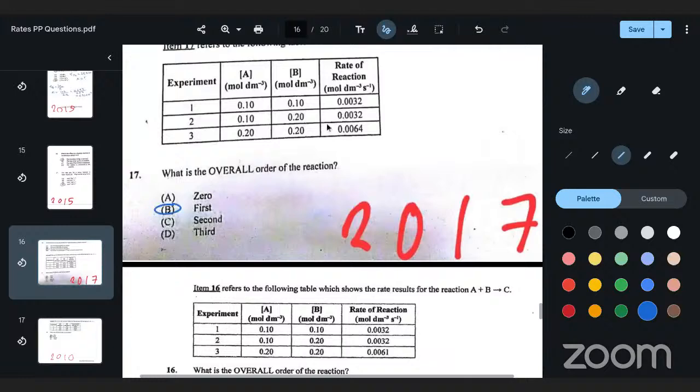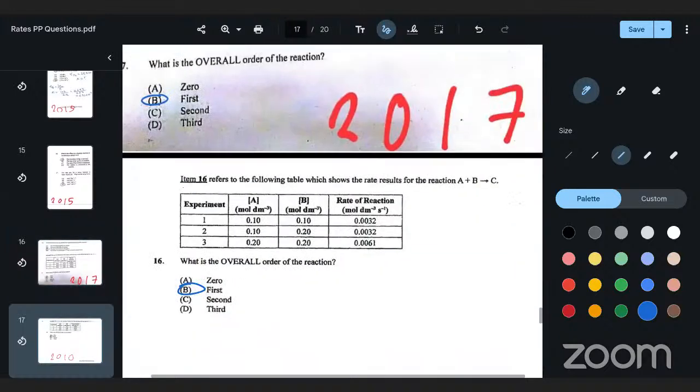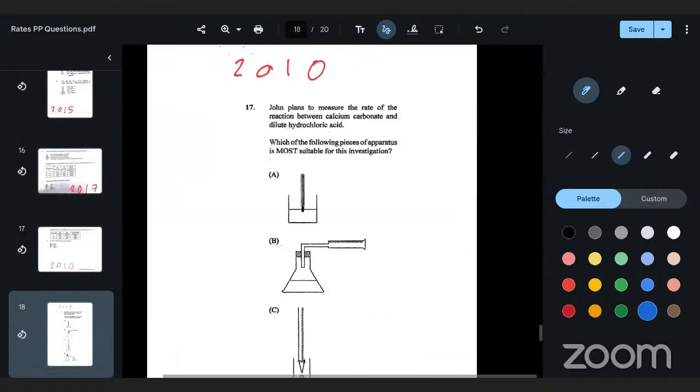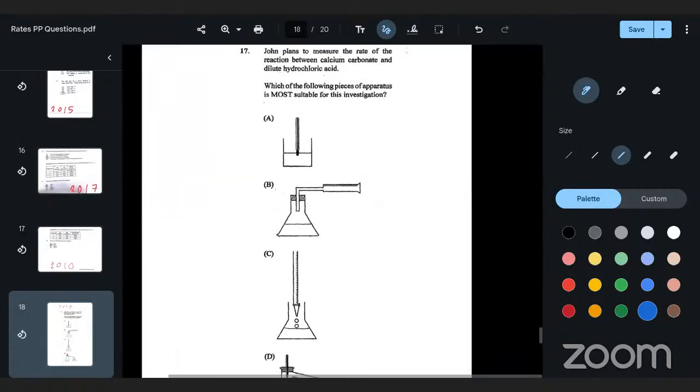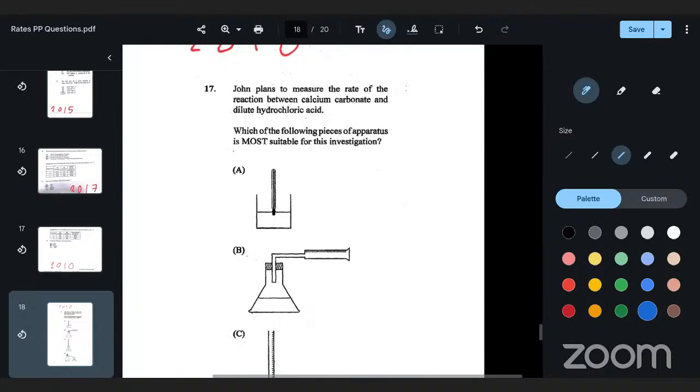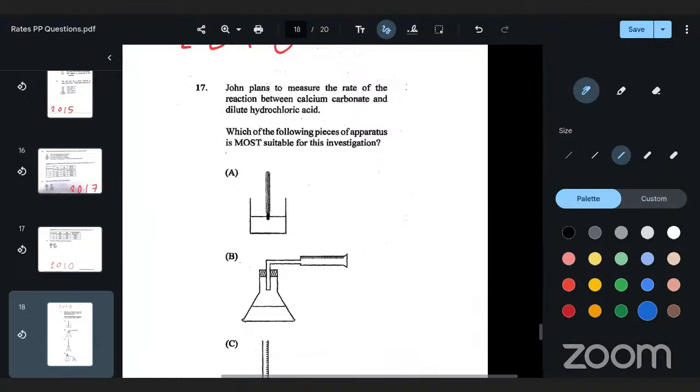I could at least change the numbers in the table. So that was 2017. Oh, that was from 2010, from CSEC, right? You just did CSEC a couple months ago. Which of these apparatus would you use to? All right, so let's read the question. John plans to measure the rate of reaction between calcium carbonate and dilute hydrochloric acid.